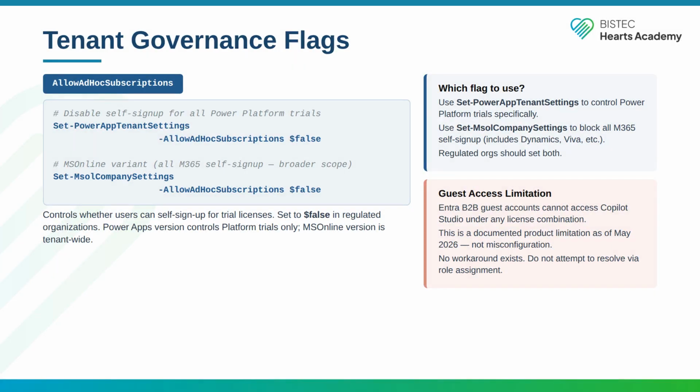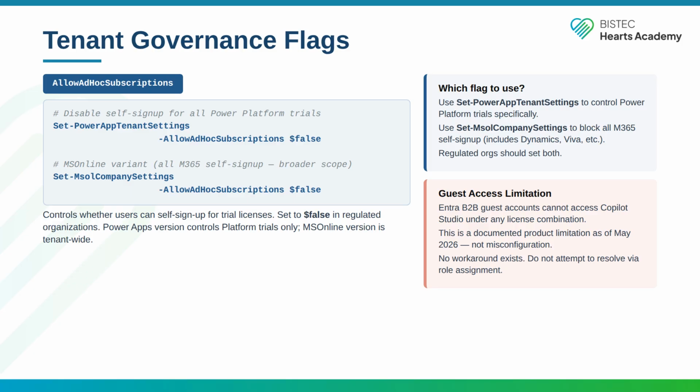Allow ad hoc subscriptions is the single most important tenant governance flag you will configure in a regulated organization. It controls whether users can self-sign up for trial licenses without going through IT procurement. In a regulated financial services or healthcare organization, that is a compliance problem. Procurement processes exist for audit and control reasons.